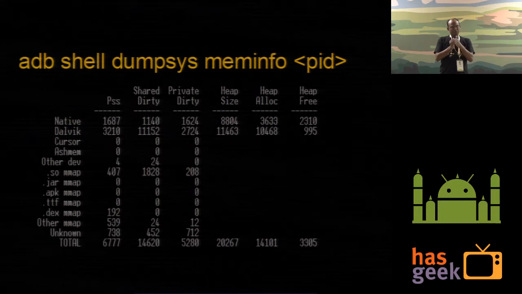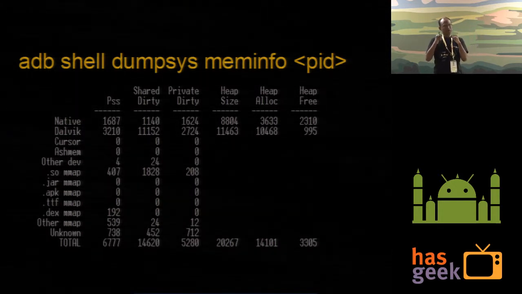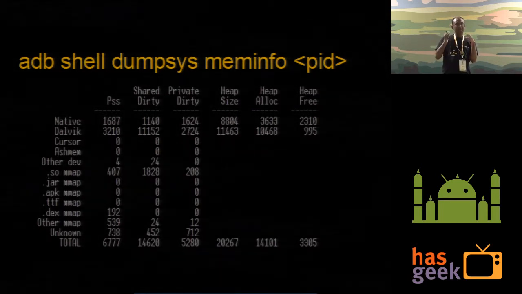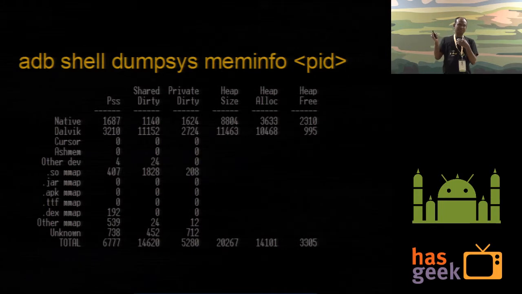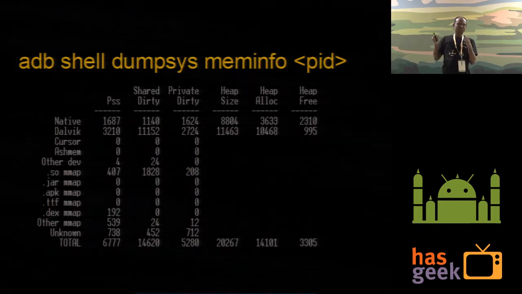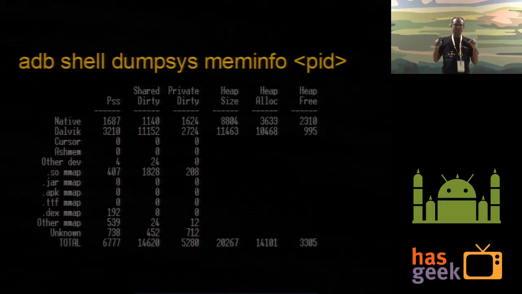Now, the proportional set size is calculated for all your processes such that it looks at all your private pages and the shared pages. It will look at how many apps have really been using a page and just divide by n. That is the PSS that it attributes to each of your processes.